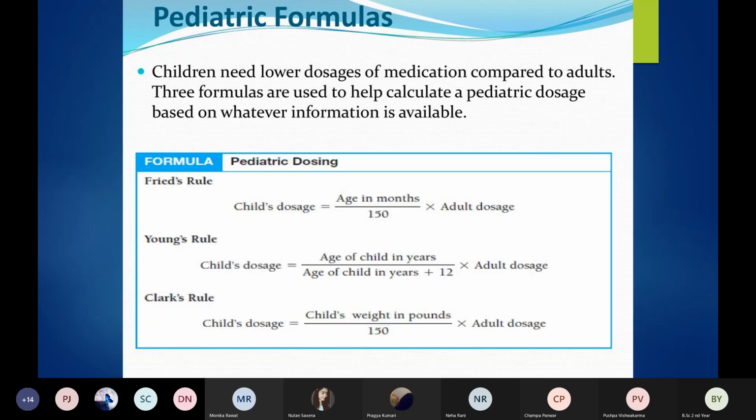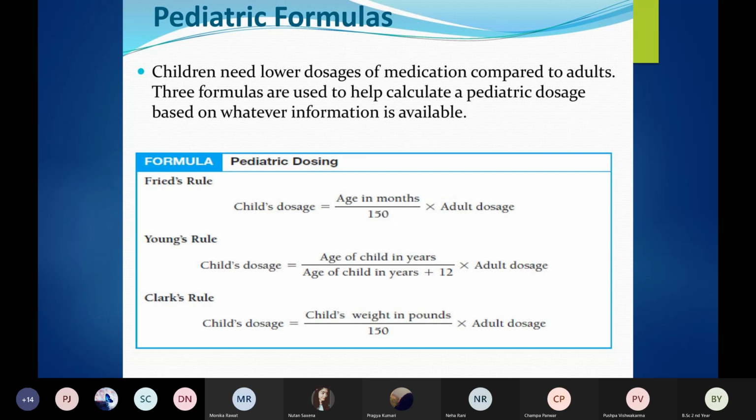pediatrics. Here you can see there are three formulas. One is Fried's rule, second is Young's rule, and the third is Clark's rule. These three formulas are very different from each other. First is Fried's rule: the child dosage is equal to age in months divided by 150 into adult dose. In all the formulas, you have to have the adult dose. How much we are giving to adult patients, that you have to note down.